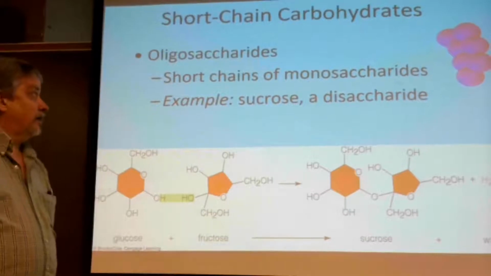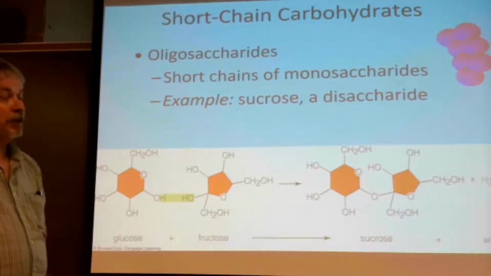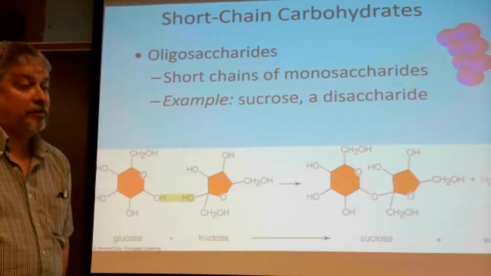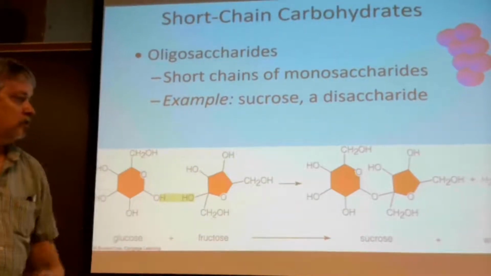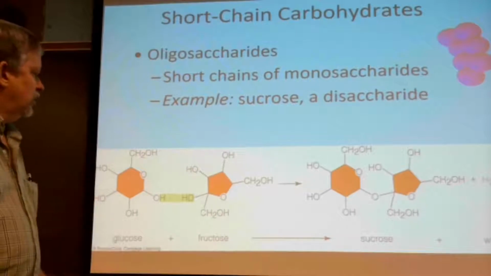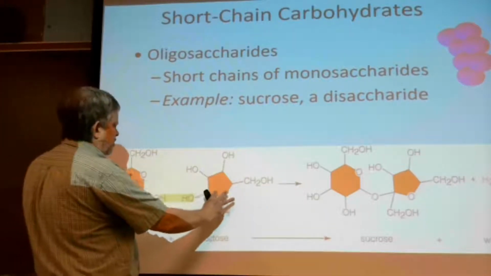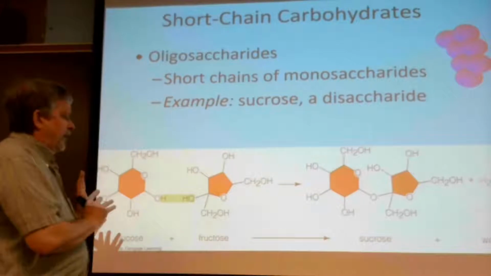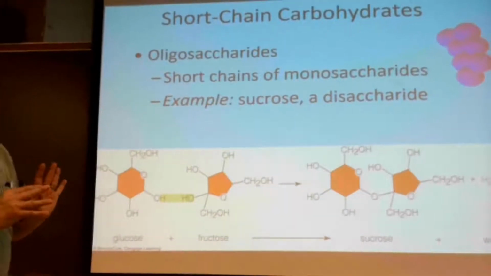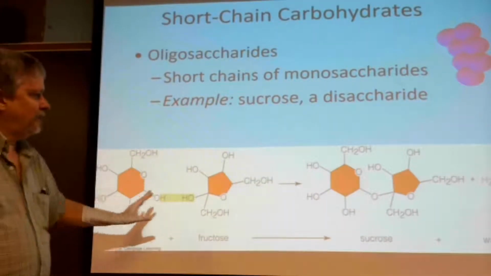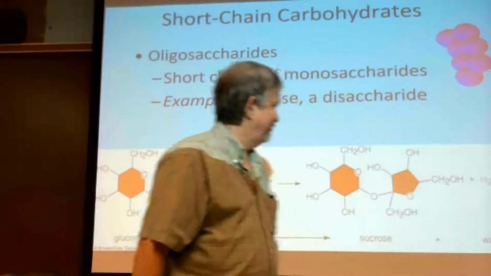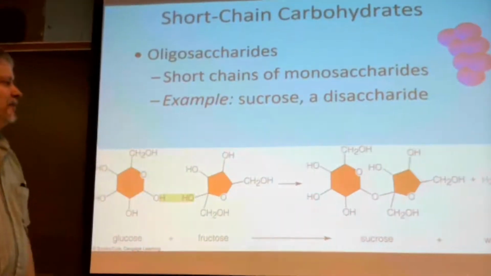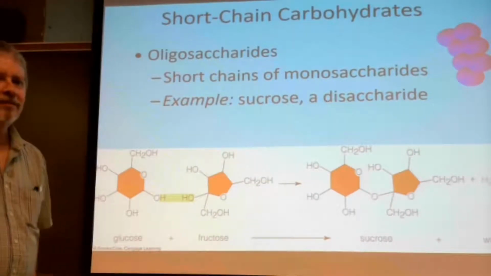Now, an oligosaccharide, very short chains of monosaccharides, usually only 2 or 3. So here's sucrose, a glucose and a fructose put together. So what's it called when we take 2 small molecules and we put them together? That is called condensation, remember? And so that forms sucrose with water. So remember, condensation, water is a product of that.